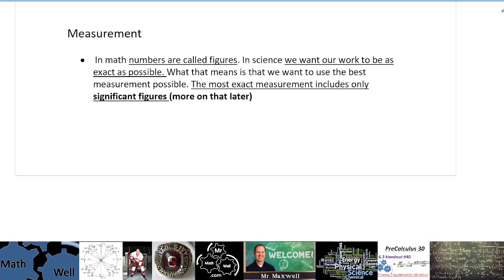In math, numbers are called figures, or digits. In science, we want our work to be as exact as possible. So what this means is that we want to use the best measurement possible. The most exact measurement includes only significant figures. We're going to talk a lot about significant figures coming up. More on this later.